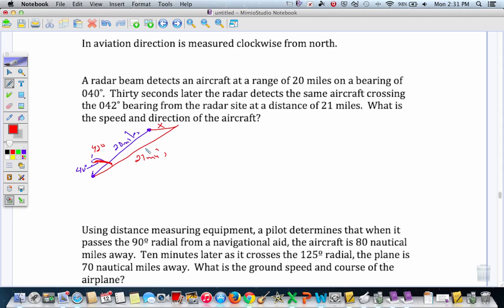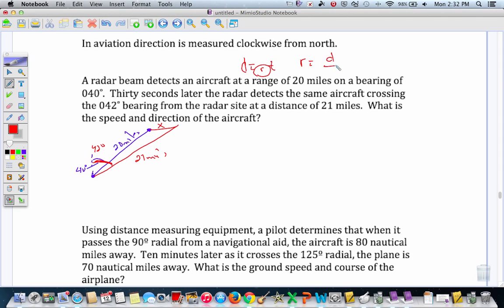We want to find out the speed. We'll just do the speed of the aircraft for right now. Maybe come back to the direction. We'll have to wait and see. So notice we're trying to find that distance. If we find that distance, it's traveled that far in 30 seconds.